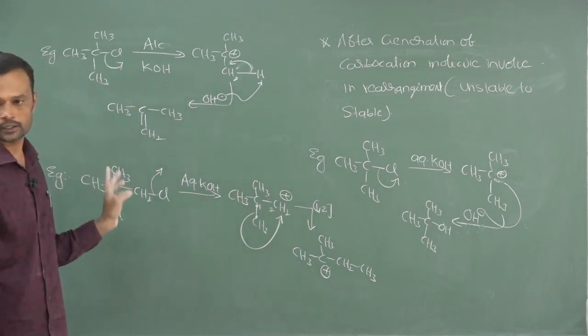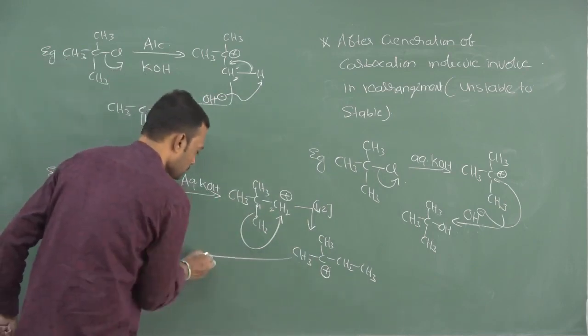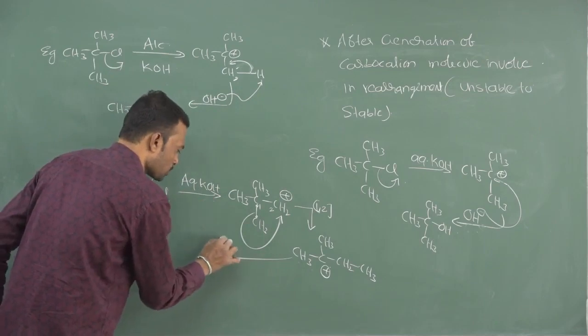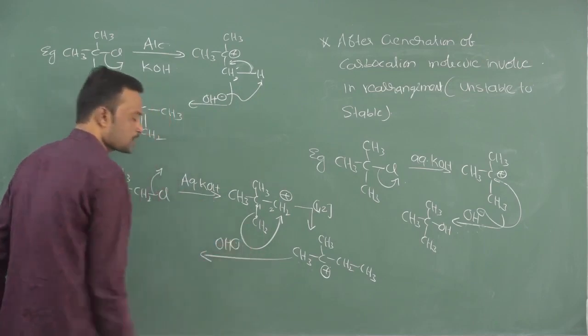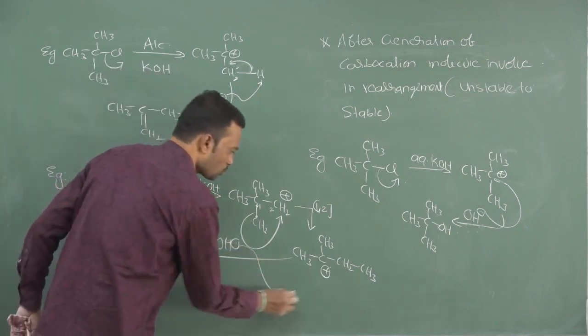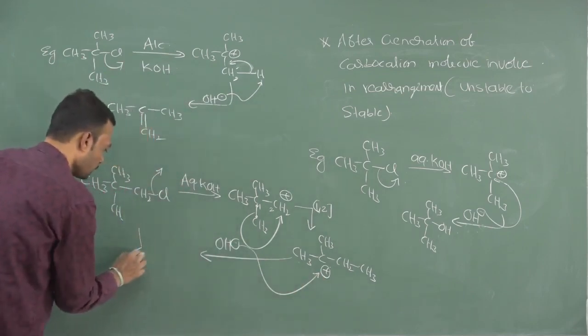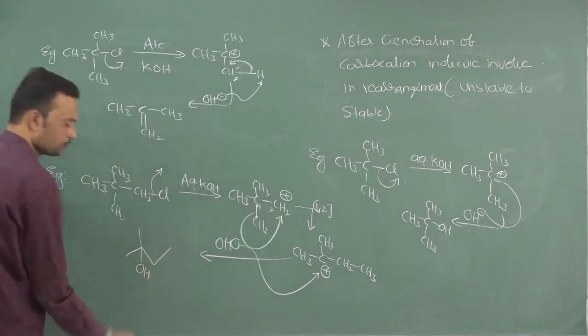Every time you need to check like this. So after that I am using aqueous potassium hydroxide. So now OH minus is a nucleophile. This nucleophile directly attacks here and finally you get this answer. Now this is the answer.